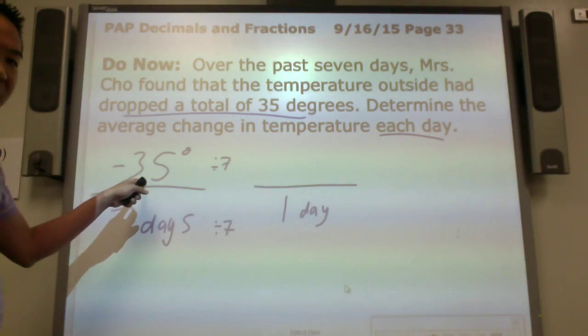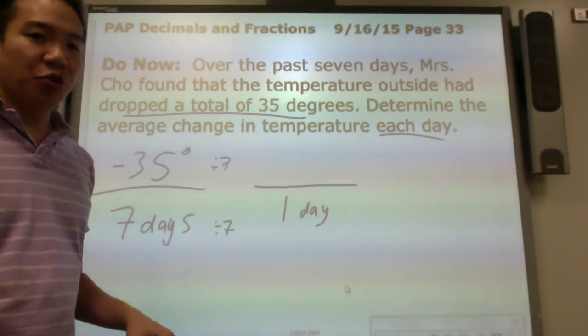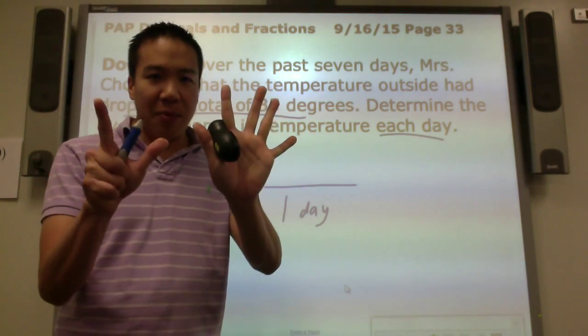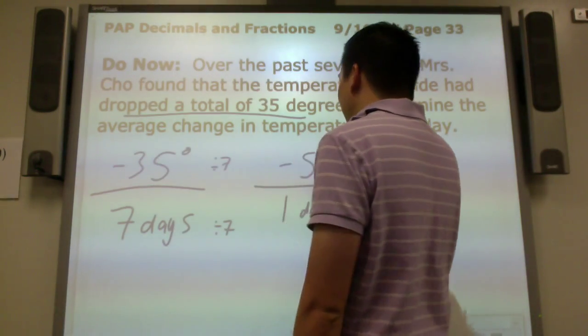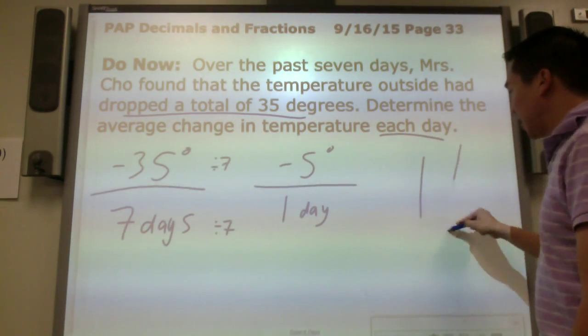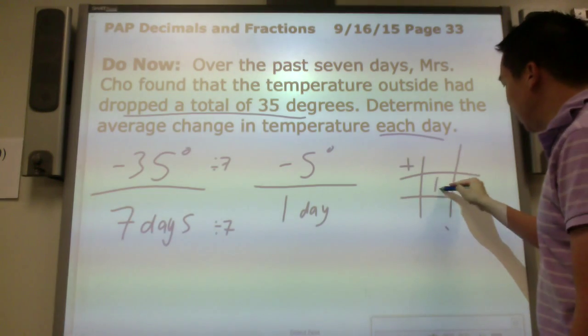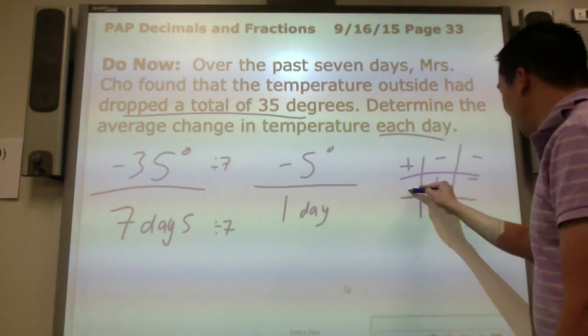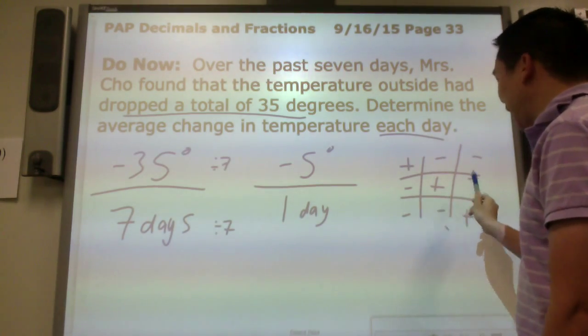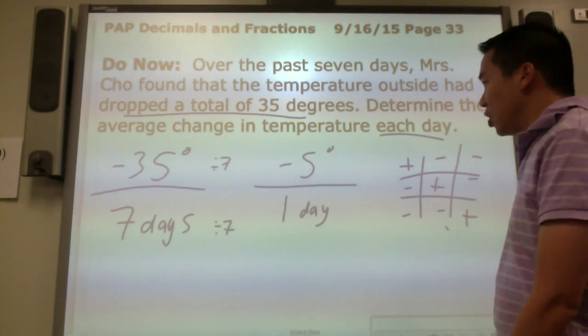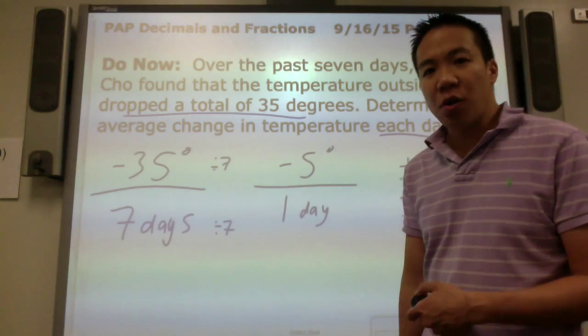You have 35 negatives, and you want to divide it into 7 groups. So if I have 7 groups, how many degrees go in each group? I believe it is negative 5 degrees. Again, if you forgot, do the tic-tac-toe: positive down the diagonal, negative everywhere else. When you put a negative with a positive, the answer will be negative. So it dropped negative 5 degrees per day.